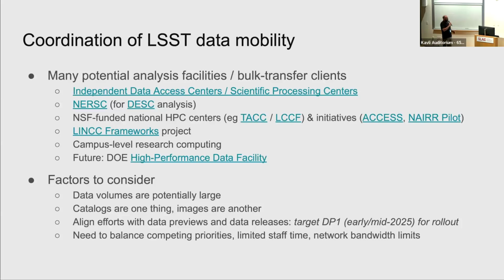There's ACCESS. There's the National AI Research Resource Pilot, which is another thing that eventually will lead to another context for Rubin data and Rubin science. There's the LINCC project. There are potentially even campus-level research computing centers that might want big pieces of the data. DOE, looking towards the future, is conceptualizing something known as the High Performance Data Facility. So all of this is part of the larger landscape that we're considering.